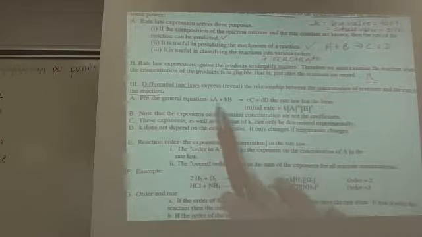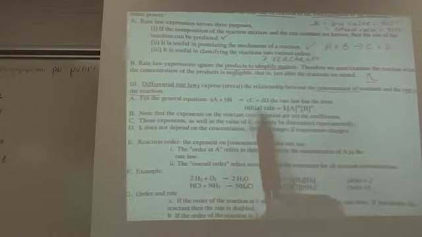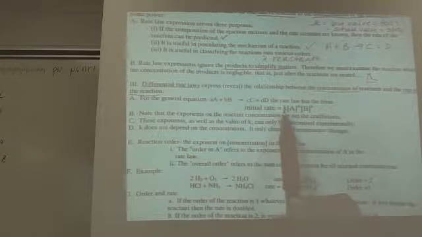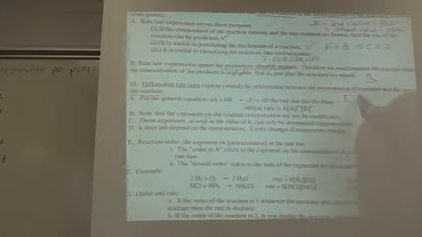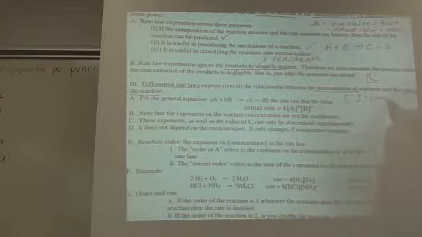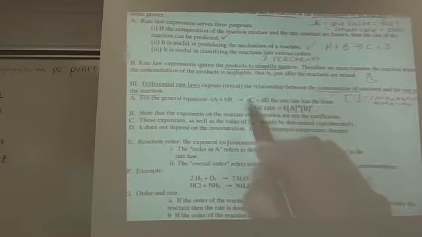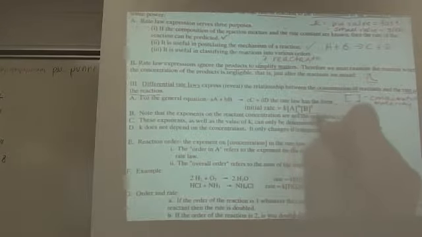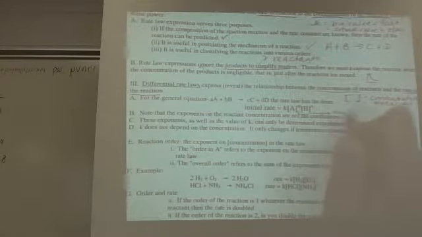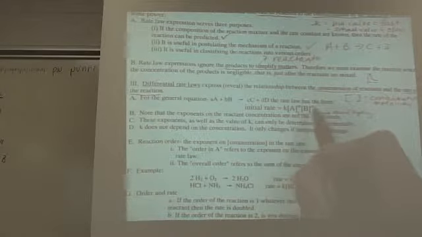For our general equation, A plus B yields C plus D, the rate law has the form of this. The initial rate is equal to the rate law constant times, remember that the brackets denote concentration and molarity, the concentration of A raised to some power m times, write yourself a note right here, this is multiply, times the concentration of B raised to some power.